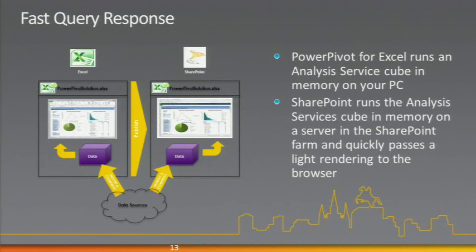Fast query response. It's running an Analysis Services cube. It's actually a product called VertiPaq, in memory, either on the client machine or if you've posted it out to SharePoint, you can configure your SharePoint farm so that the Analysis Services instance is sitting on a pretty beefy server. So you could really put a lot of horsepower behind Power Pivot once you start posting things up to SharePoint.